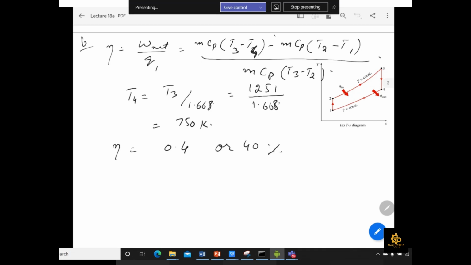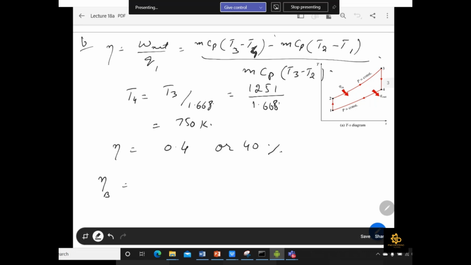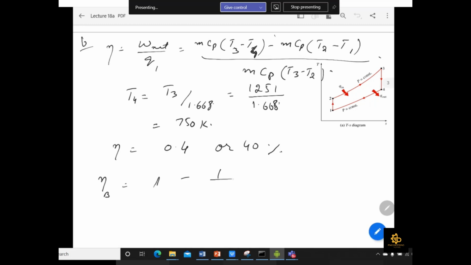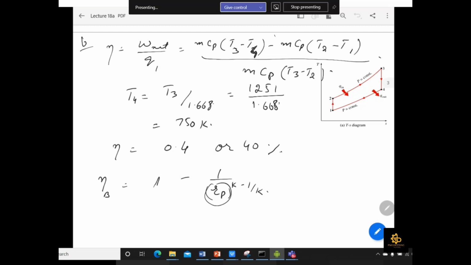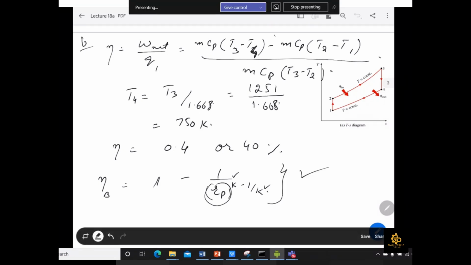This is the solution of part B. Another thing is that you can use the Brayton cycle relation, because we are working on the air standard assumption: 1 minus 1 over Rp to the power (k minus 1) over k. You can also use this relation to find the thermal efficiency of the cycle, because Rp is known from the question and the specific heat ratio is known. So you have to note it down now, then we move towards the second question.